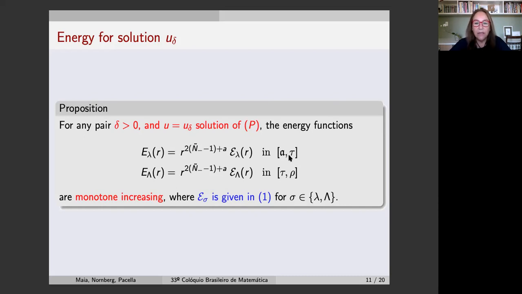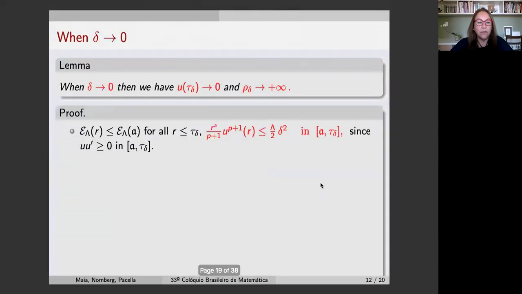In the interval A, tau, which is the first and unique critical value, tau rho, the segment that follows tau, they are monotone increasing, where E sigma is the one we have defined previously. So, using these new energies, we produce energy functions which are monotone increasing for this problem. How do we use now these energy functions?